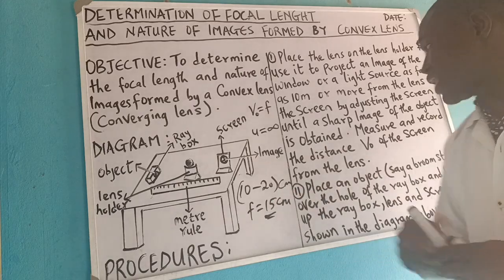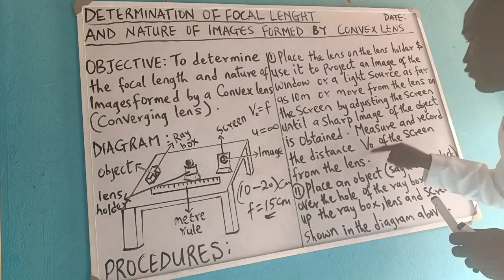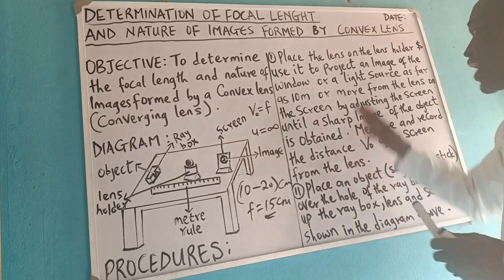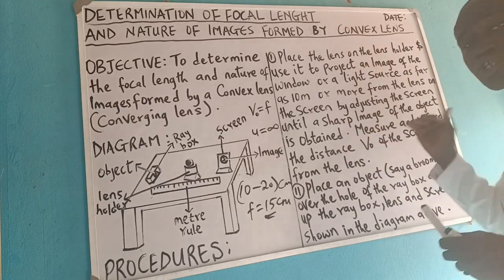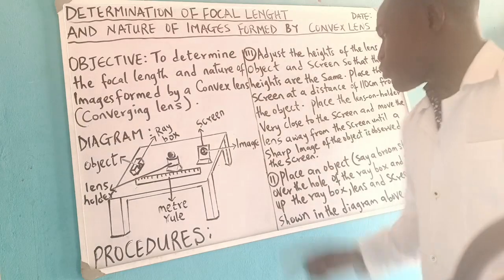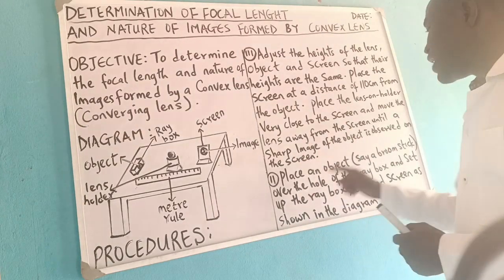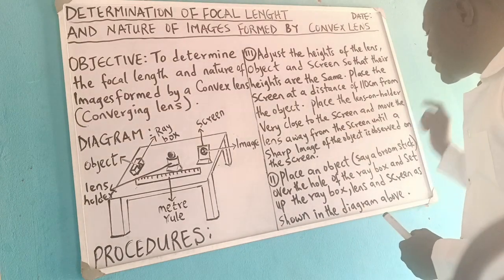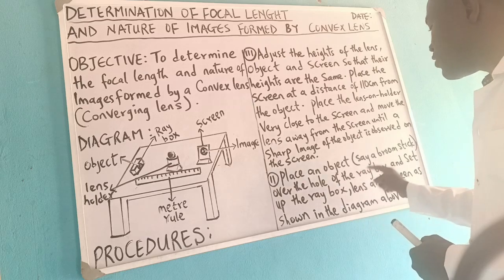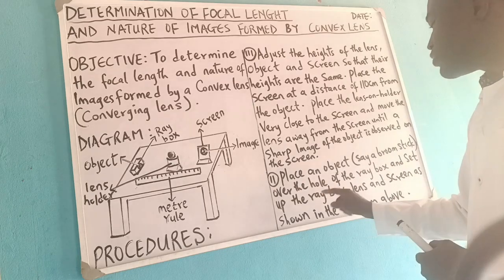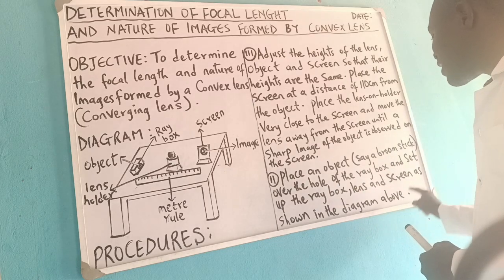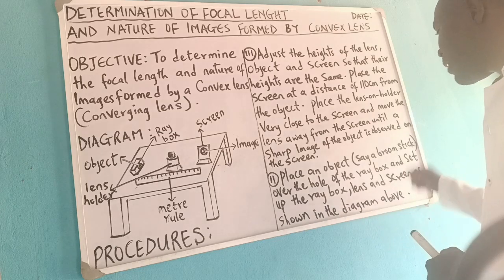Okay, so in this video we will be using f equals 15 cm as our focal length, and that will be the value of the f you would have gotten when you performed procedure 1. Now procedure 2: place an object, say a broomstick, over the hole of the ray box and set up the ray box, lens and screen as shown in the diagram above.